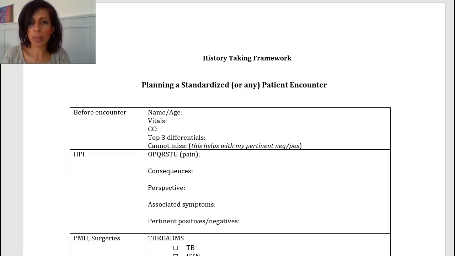Apologies for any of the noise in the background. It's just my radiators clanking because it's April in Chicago.